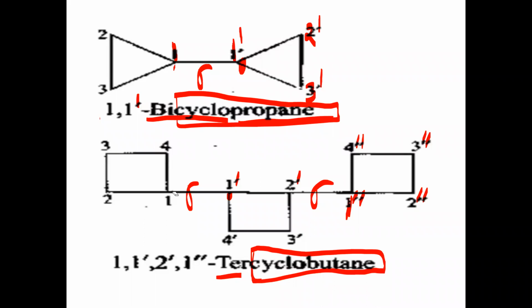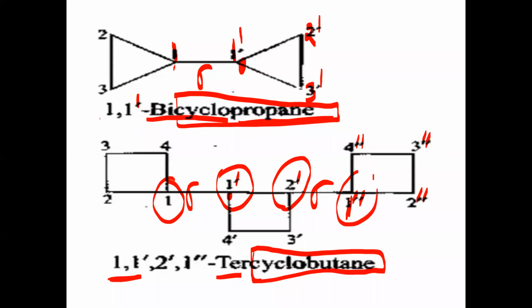So like this, now here, which carbon atoms are linked directly? We have to check here. This carbon and this carbon: 1 comma 1 dash. Then 2 dash and 1 double dash, so 2 dash comma 1 double dash. Then hyphen ter. Ter means how many times the same hydrocarbon ring is repeated? 3 times. So ter cyclobutane: 1 comma 1 dash, 2 dash comma 1 double dash, ter cyclobutane.